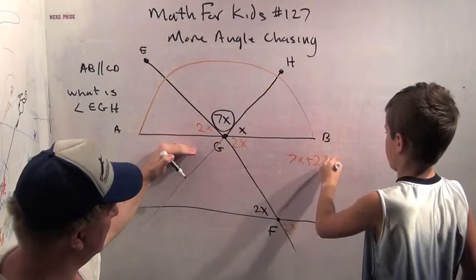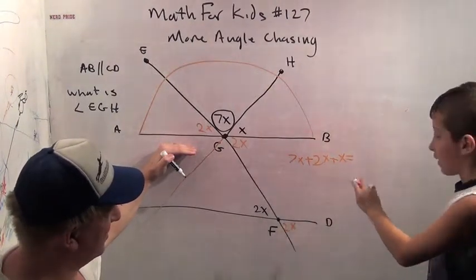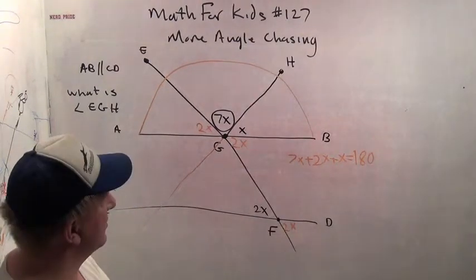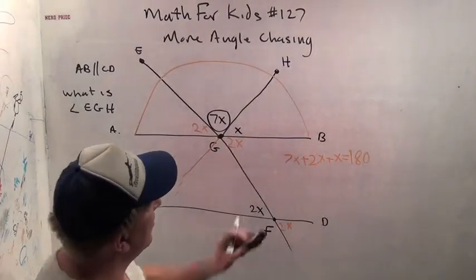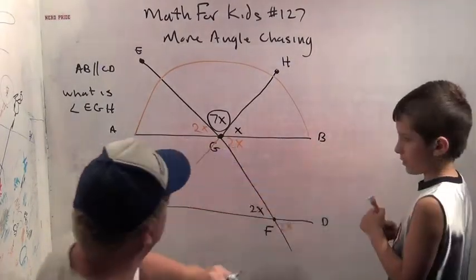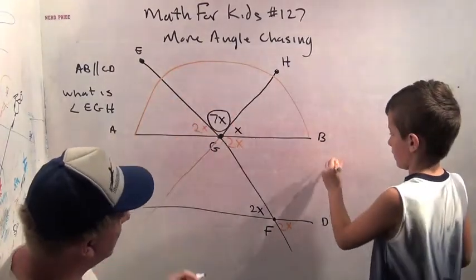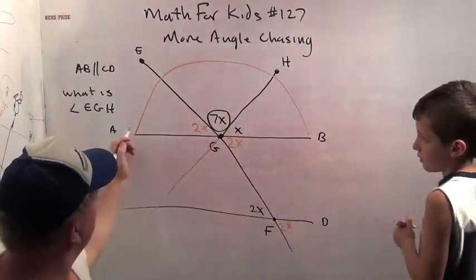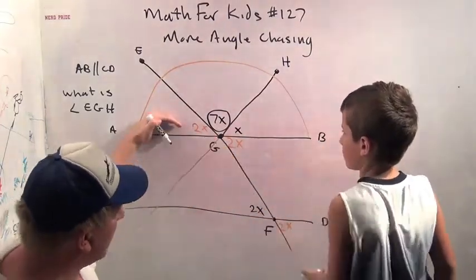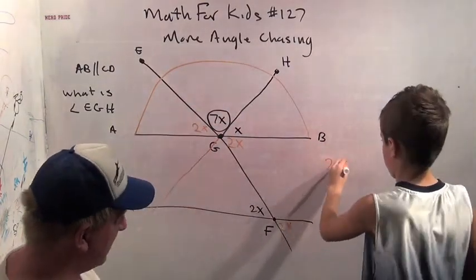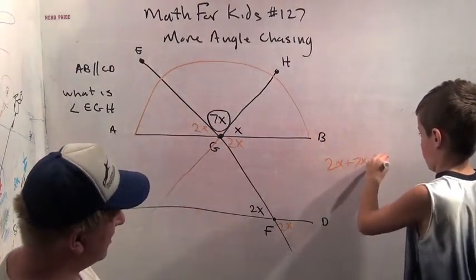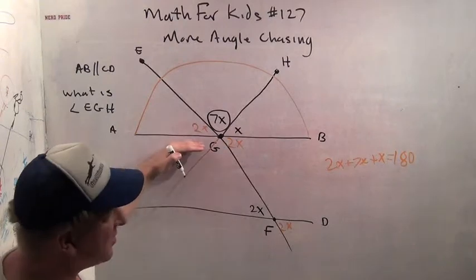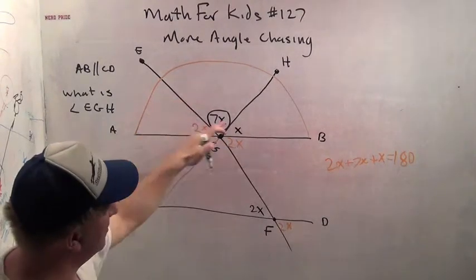7x plus 2x plus x equals 180. What would have been a better way to write that? What angle do you want to start with when you go across your arc? 2x plus 7x plus x. So think of it that way: 2x plus 7x plus x equals 180. Now, do you see why that's better than thinking of it as 7x plus 2x plus x?